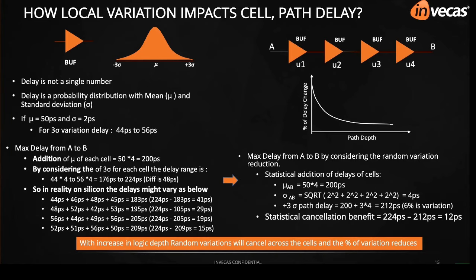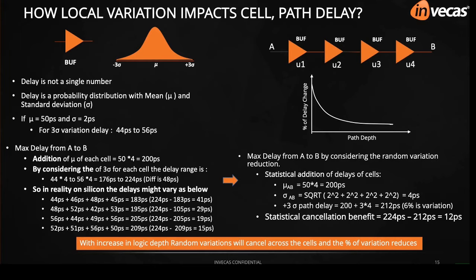If you assume 1 sigma delay change is 2 ps, then with 3 sigma the delay range will be from 44 ps to 56 ps. That is nothing but 50 ps plus or minus 6 ps. So by considering the 3 sigma variation, if you calculate the delay from A to B with a worst case assumption, then the delay will be anywhere between 176 ps to 224 ps. That is almost 48 ps. In the lower nodes, this is very significant.